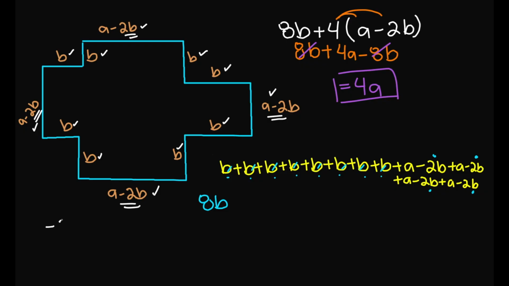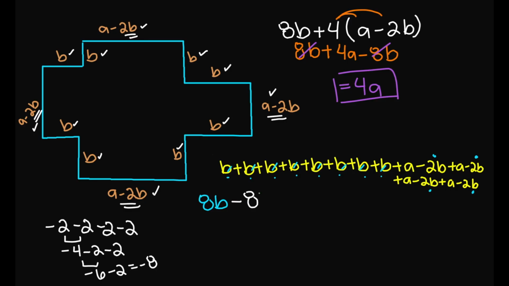So you have negative 2 minus 2 minus 2 minus 2. Negative 2 minus 2, this is going to be negative 4. Negative 4 minus 2 minus 2. This is going to be here negative 6. And then negative 6 minus 2, this is going to equal negative 8. So when you combine your negative 2B's together, you're going to get negative 8B as your answer.